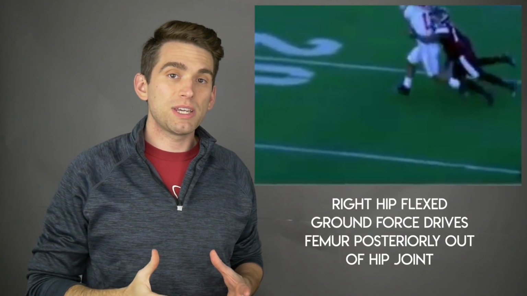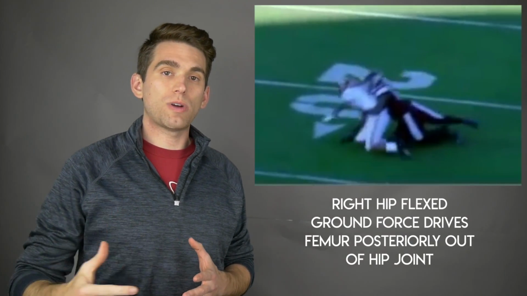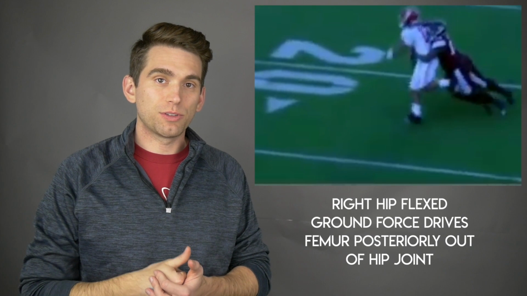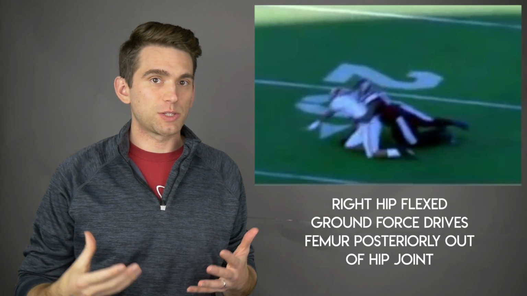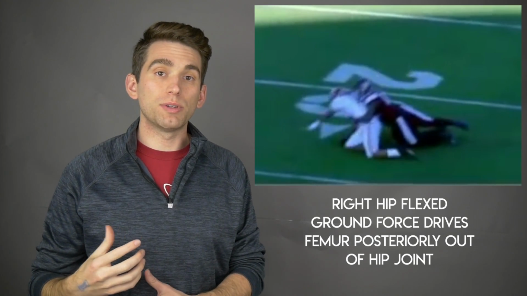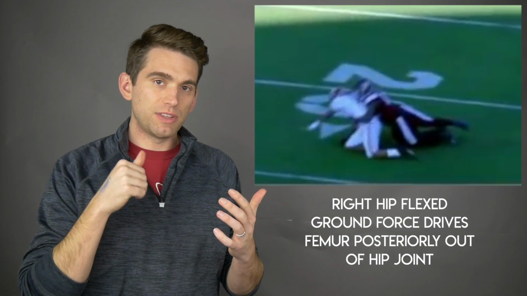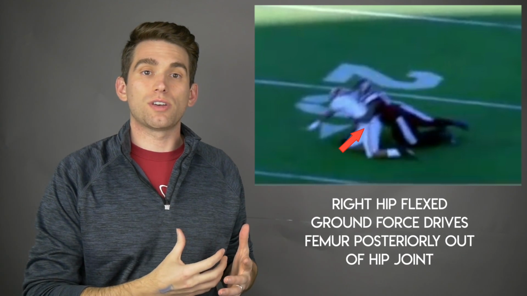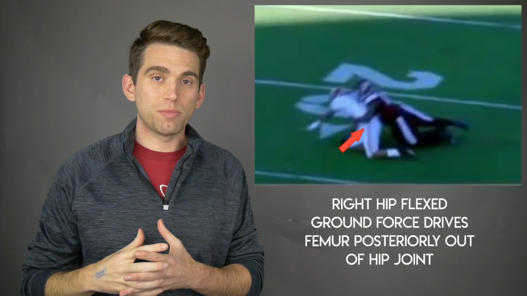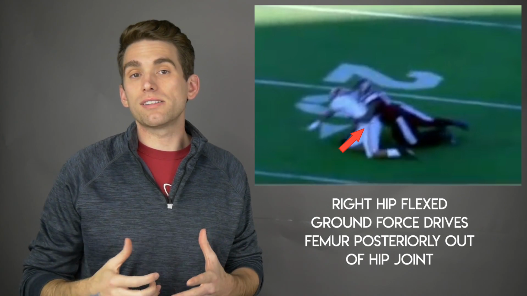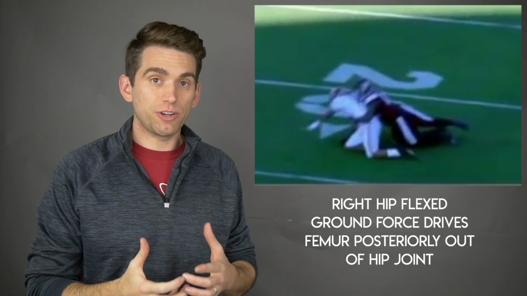Let's go next to the play of when this happened and keep in mind that it was his right hip that was dislocated. As Tua is being tackled to the ground here, we can see that his right knee makes impact with the ground while his hip is in a flexed position, meaning his knee is up a little bit towards his chest. That impact of the knee pushing into the ground causes a posterior directed force to be applied through the hip joint, which causes the fracture and causes the posterior hip dislocation.